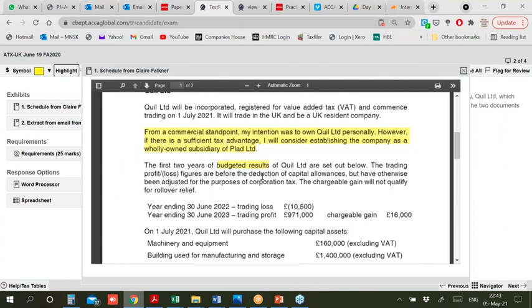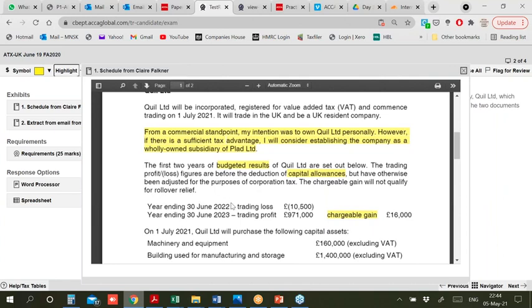The trading profit and loss figures are before the deduction of capital allowances. Okay, so the capital allowances are not being deducted from this, but have otherwise been adjusted for the purposes of corporation tax. The chargeable gain will not qualify for rollover relief. Okay, so which chargeable gain? I guess she is talking about this chargeable gain.